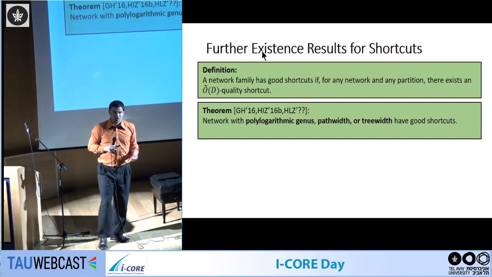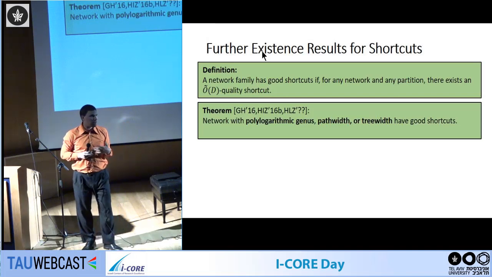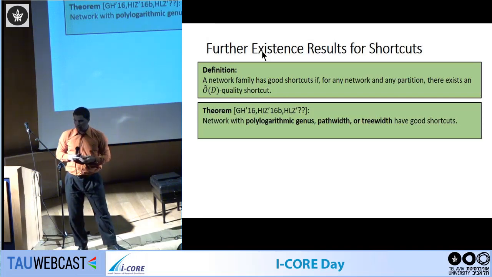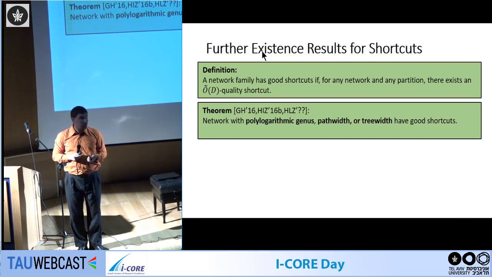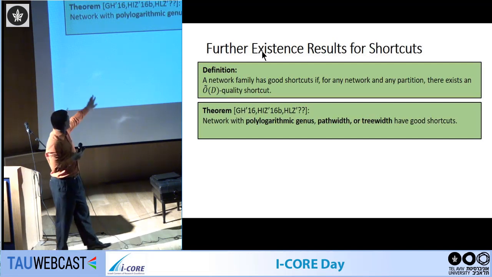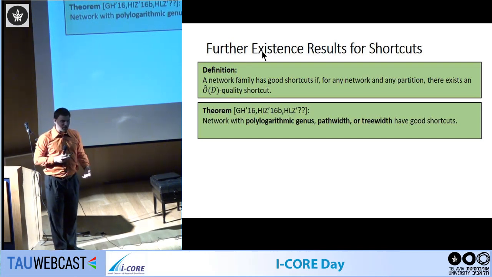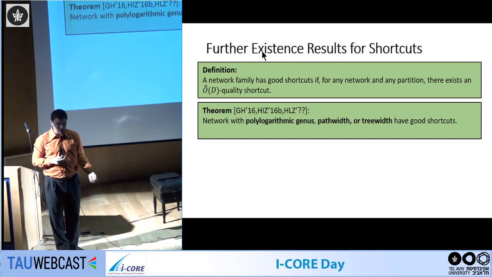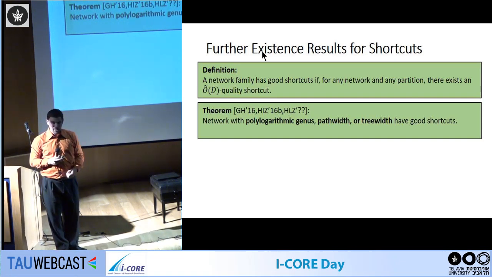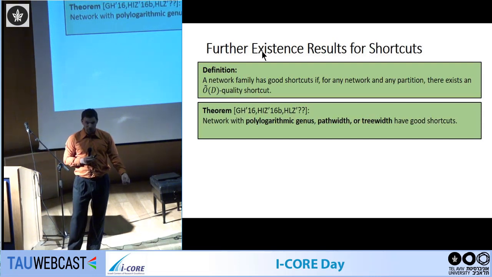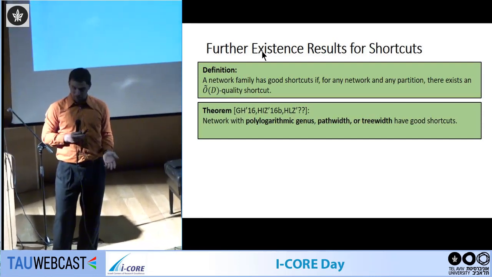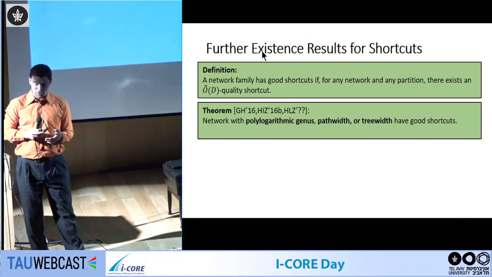Graphs with bounded paths, networks with bounded treewidth, all of these have good shortcuts as well. One thing that's nice about genus is that many networks in practice are somewhat planar, but probably not exactly planar. If you take a planar graph and add a few bridges, a few extra edges, it's not going to be planar. But any edge can increase the genus by at most 1. So if you don't add too many edges, it's still going to be a bounded genus graph. That's a much more robust notion.